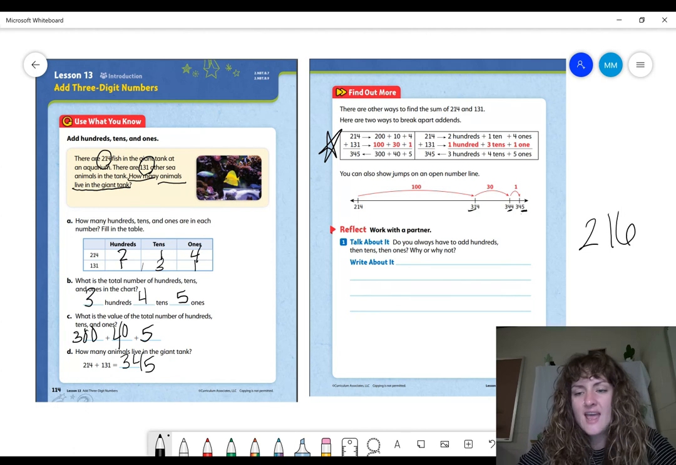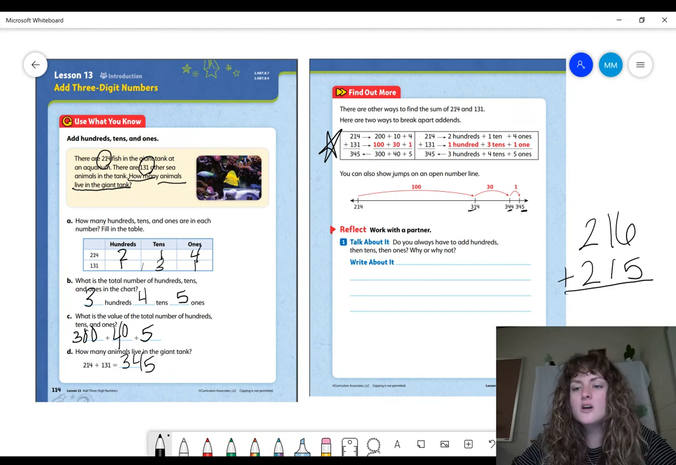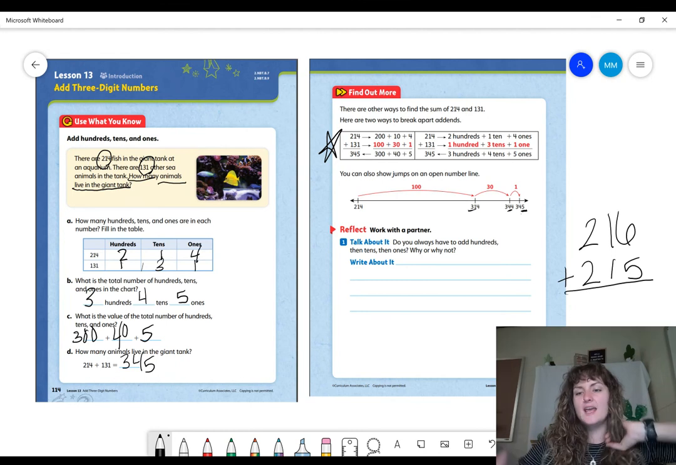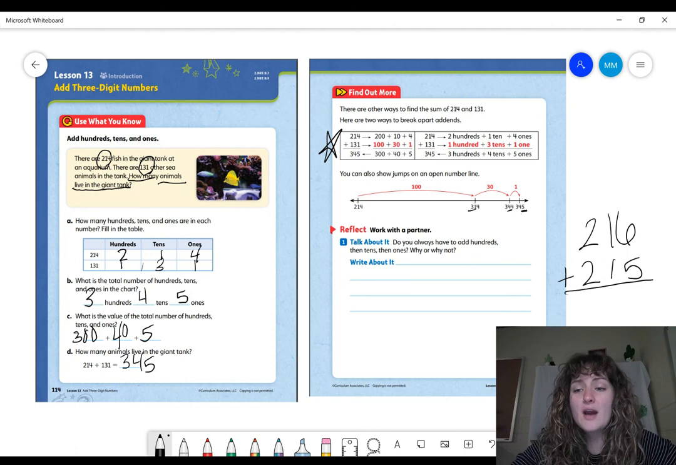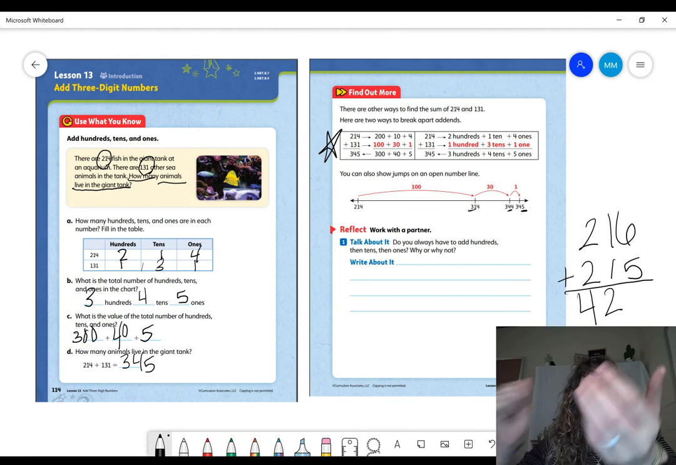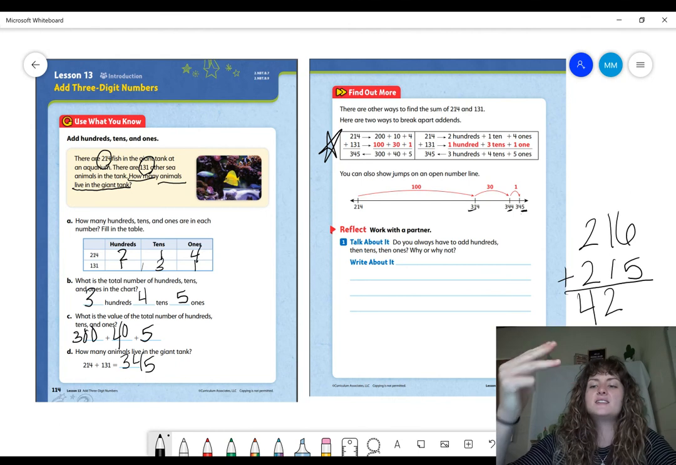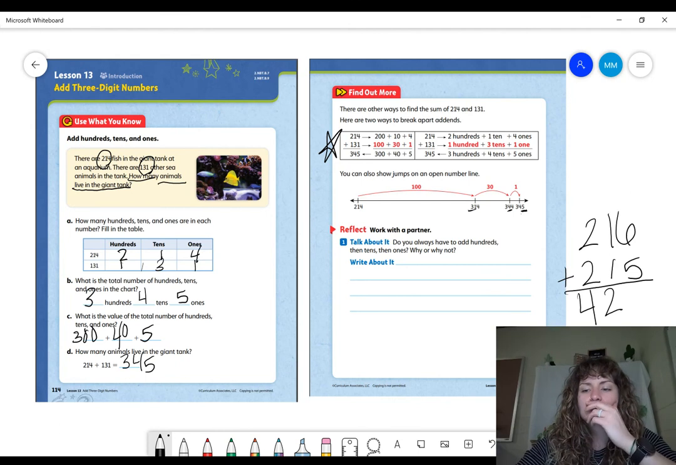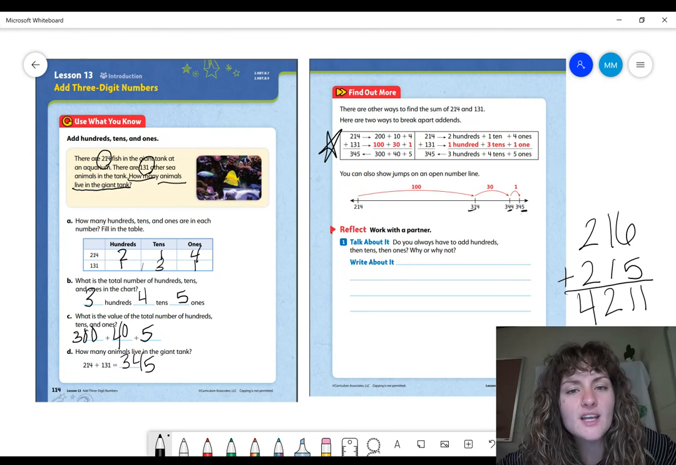But what happens if I have, let's say, 216, and then I have 215. Okay, so if I started in my hundreds place, well, looking at what I have right now, I have 4 hundreds. Then I move to my tens place. So 1 ten plus 1 ten would be 2 tens. But then, oh no, 6 ones plus 5 ones. Let's add that. 6, 7, 8, 9, 10, 11.